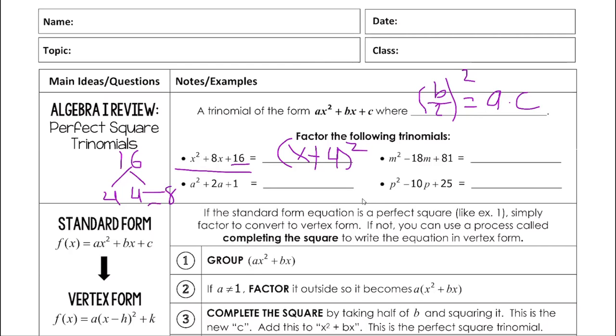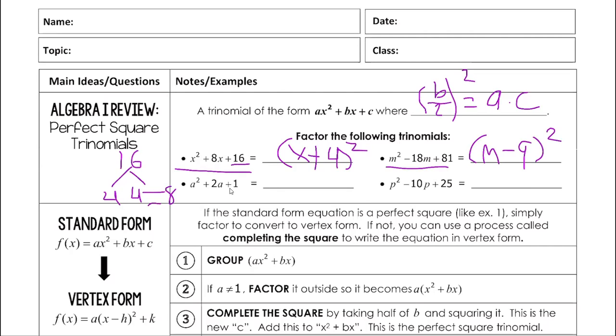So we're going to see when we're completing the square, it's always going to be a perfect square trinomial. It's always going to be the same factor. For example, if you had a trinomial like this, what multiplies to 81 but adds up to negative 18? Well, that would be negative 9 and negative 9. So that would be m minus 9 squared.